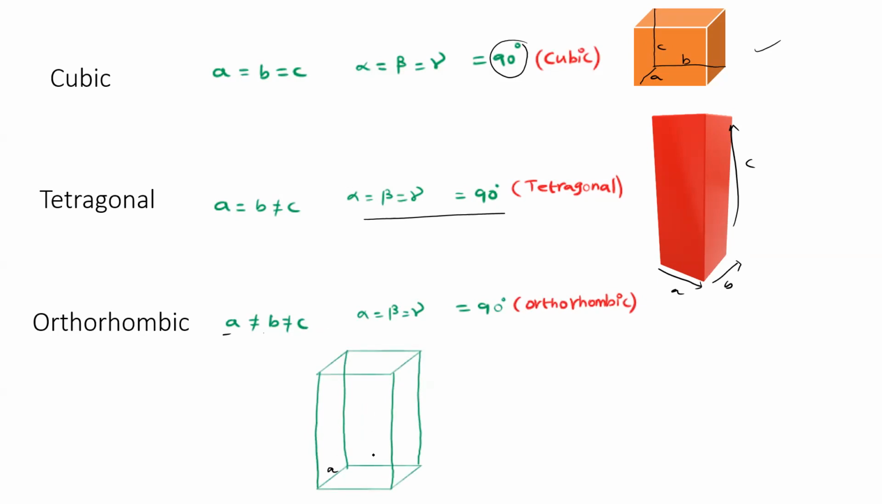So this is A, this is B, this is C. This is the orthorhombic unit cell. In this unit cell, the edge lengths are not equal, but the angles between them, alpha, beta, and gamma, are equal to 90 degrees. Then it is called an orthorhombic unit cell.